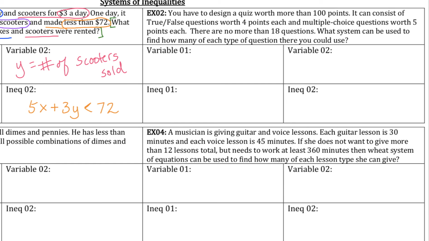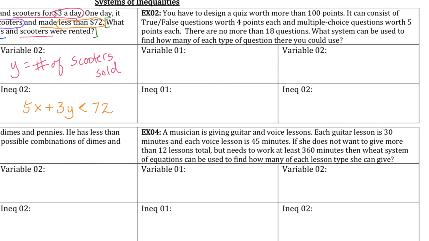Let's look at example number 2. You have to design a quiz worth more than 100 points. Let's go all the way to the end. What system can be used to find how many of each type of question? So we're talking about how many there were of each type.